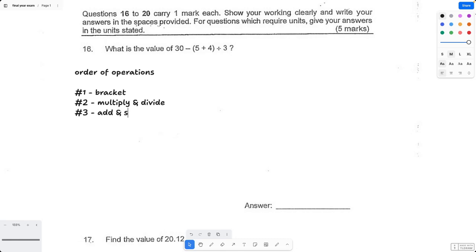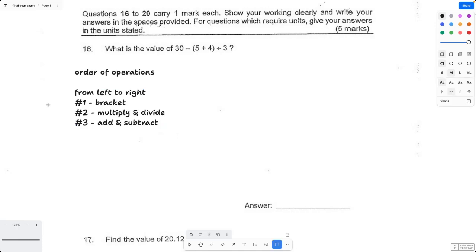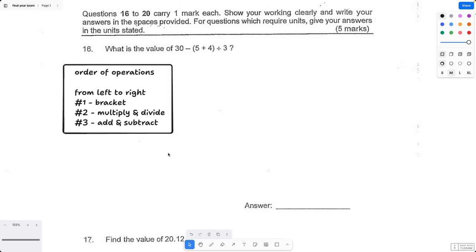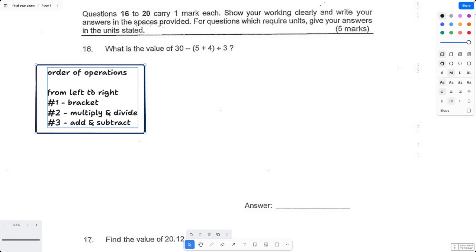So this one is from left to right in this case. So this is the order of operations from left to right: bracket, multiply, divide, and add or subtract. I'm just going to put this as a little box over here. All right, so with this we can start. So 30 minus bracket 5 plus 4, and then we have divide by 3.